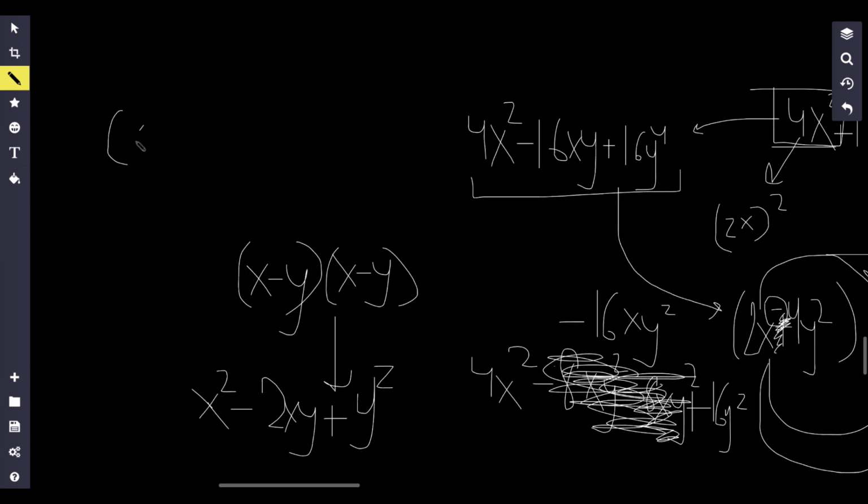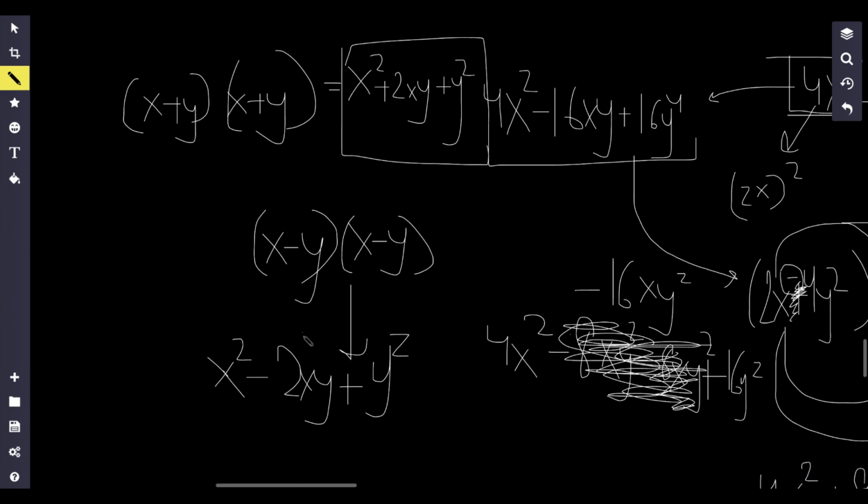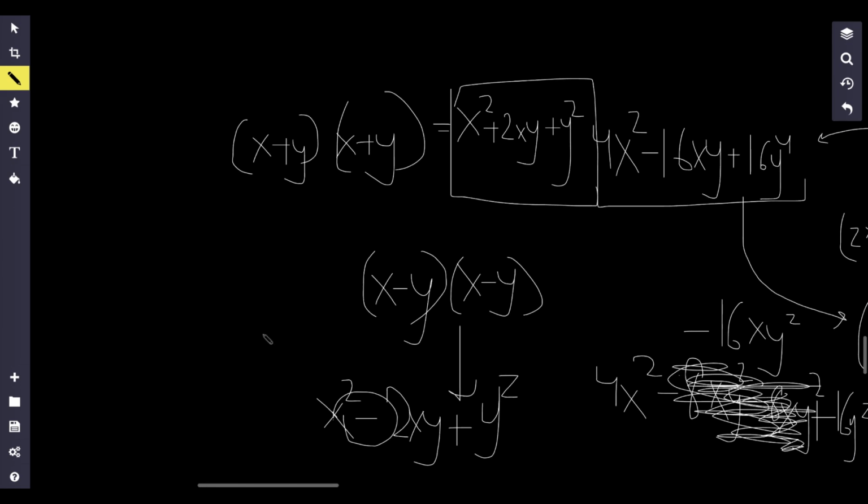If you have, let's say, x plus y times x plus y, so x plus something times x plus something, you're going to get x squared plus, let's just say, 2xy plus y squared. So it doesn't have to be the same number, but I'm just showing you this in this case, right? Notice how when it's x plus y times x plus y, all the terms are positive. x minus y times x minus y, the middle term is negative.